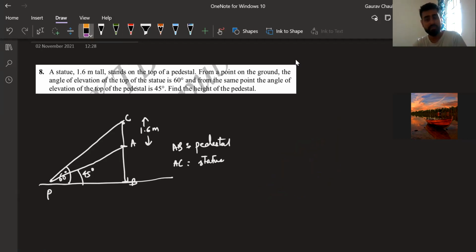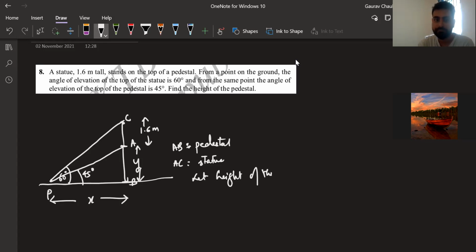Just for the sake of doing it properly, we'll do this question now. As we talked about, let's take this as x and this as y. So let the height of the pedestal be y. Let the height of the pedestal be y, and pedestal spelling I'm writing wrong again and again, and PB be equal to x.